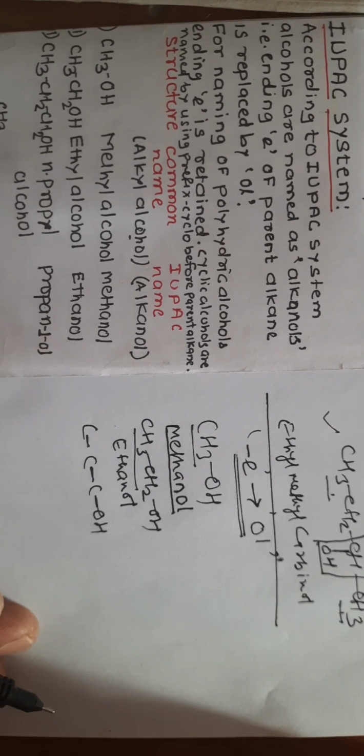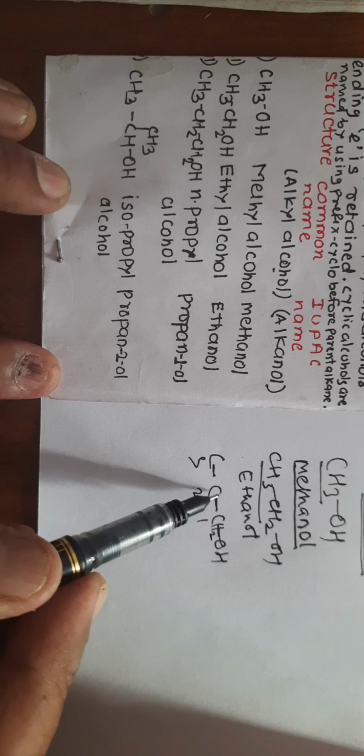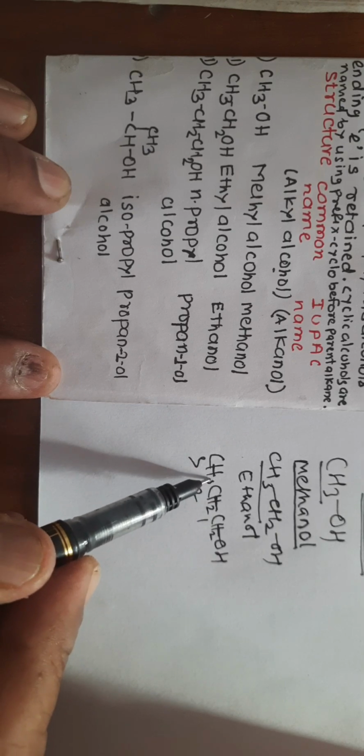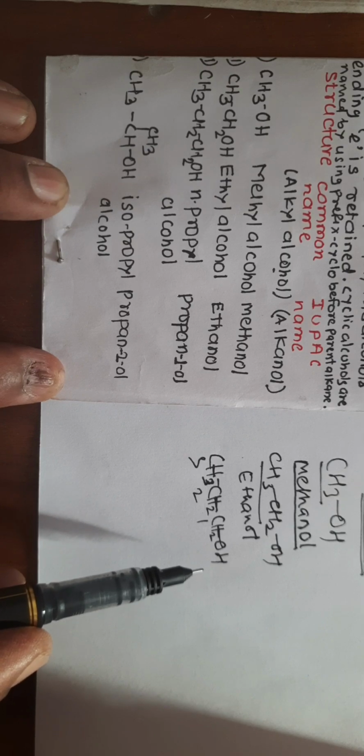If there are three carbon atoms like this, 1, 2, 3 and the OH group is here. Now, if more than two carbon atoms are present, then we have to denote the position of the OH group. Give the numbering to this chain from that end which is nearer to this OH group. Here is CH2. We have to attach these hydrogen atoms to balance the valence of that carbon atom. Here now CH3, CH2, CH2OH. Here the parent alkane is propane. E is replaced by OL, propanol.